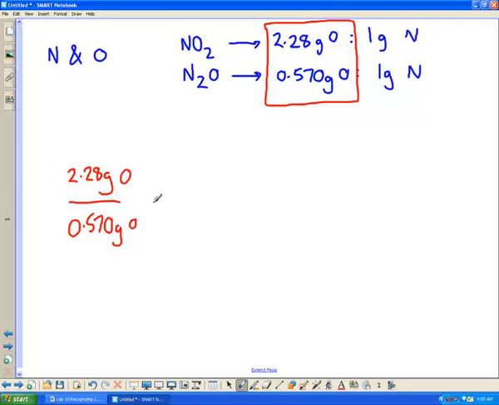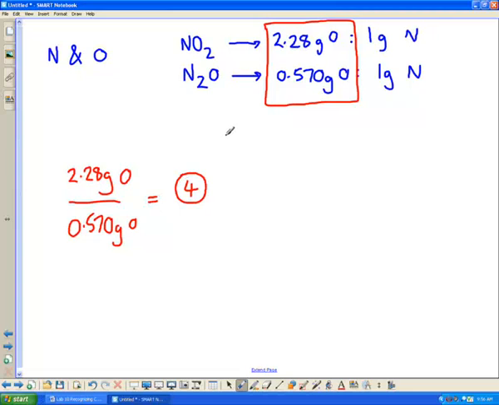It's grams of oxygen. And so hopefully, if this is right, if I divide these out, so 2.28 divided by 0.570, I should, cross fingers, get a small whole number. And I do. The answer is 4. So what that means, that's an exact small whole number. Therefore, the results are consistent with the law of multiple proportions.